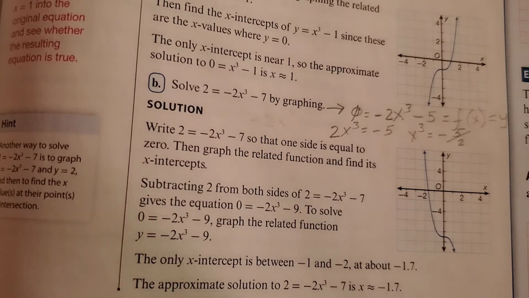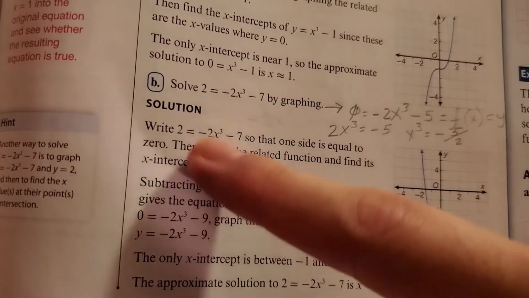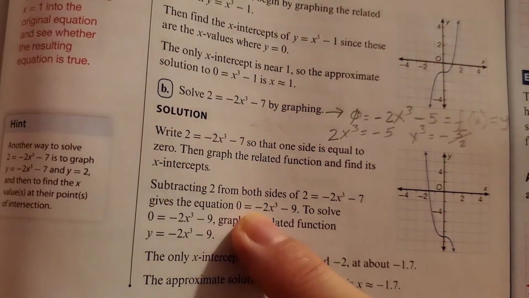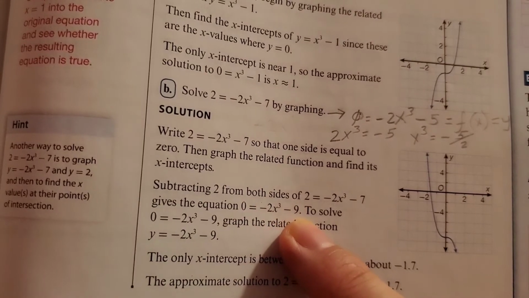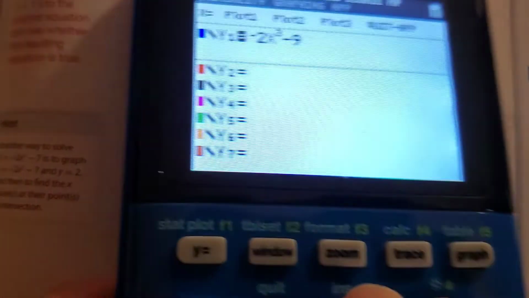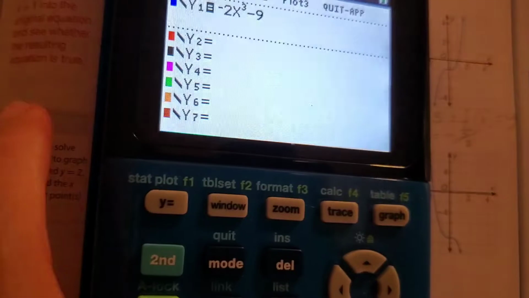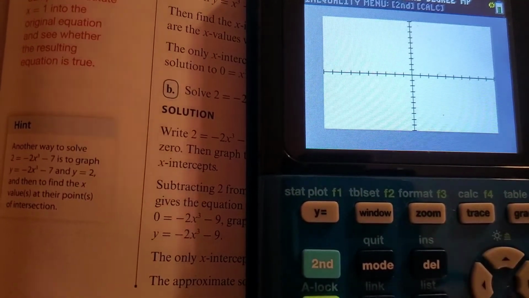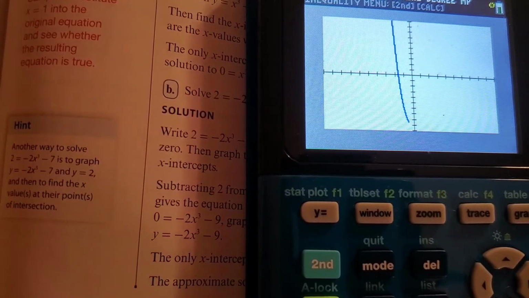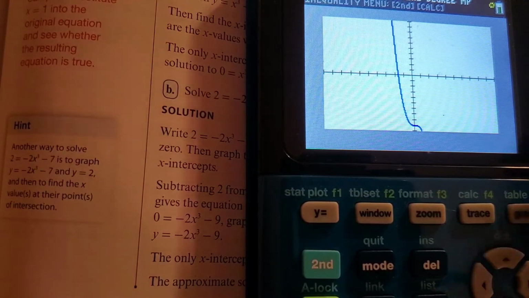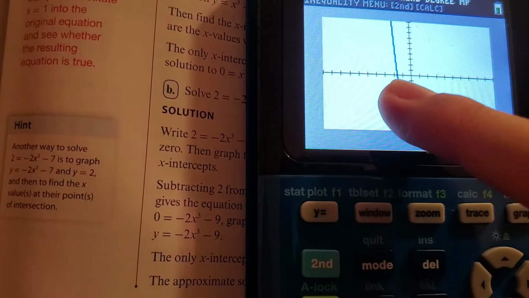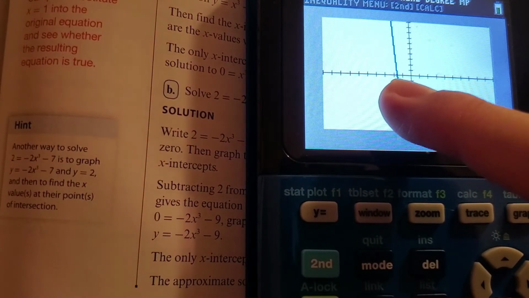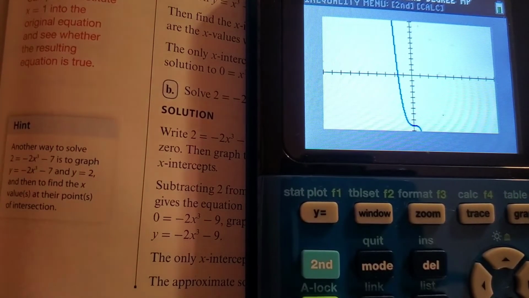So we have that negative 2x cubed minus 9, right? Because that's what we got here. 0 equals negative 2x cubed minus 9, right? And so I put that in my graphing calculator, and I'm going to graph. All right, so let's just graph. You see, it only has one solution, meaning 1 zero, or 1 root.